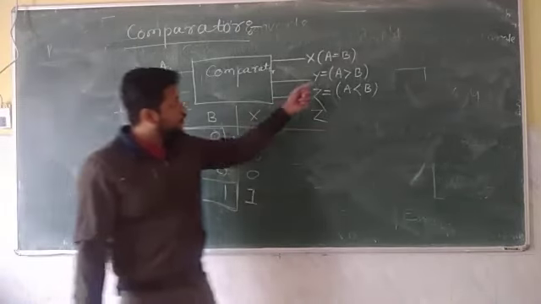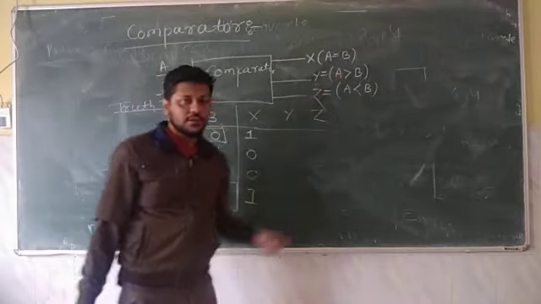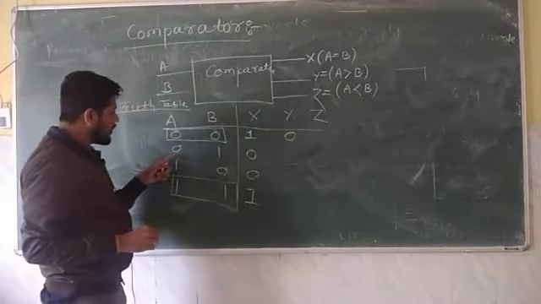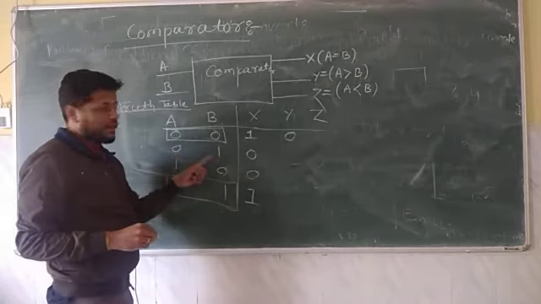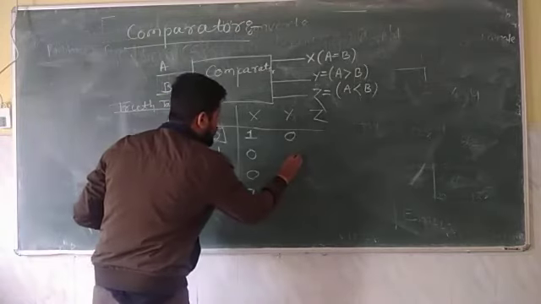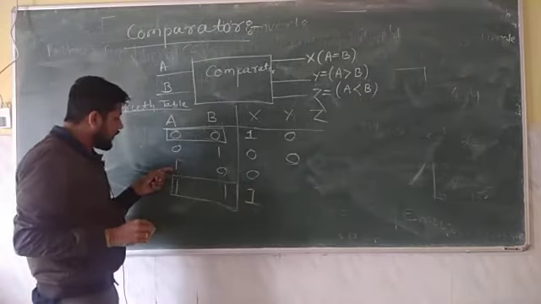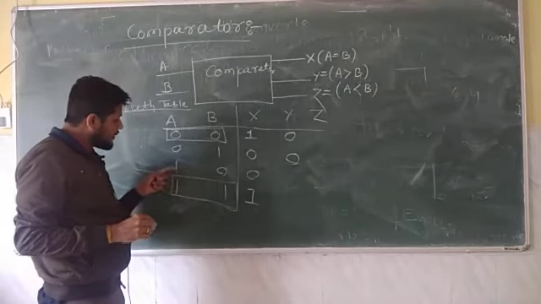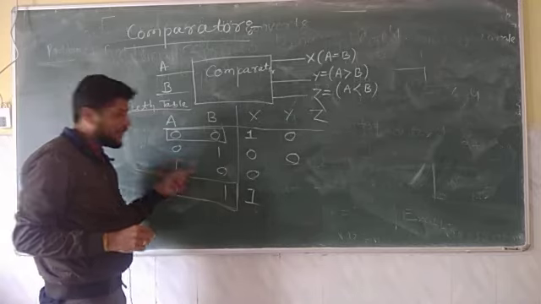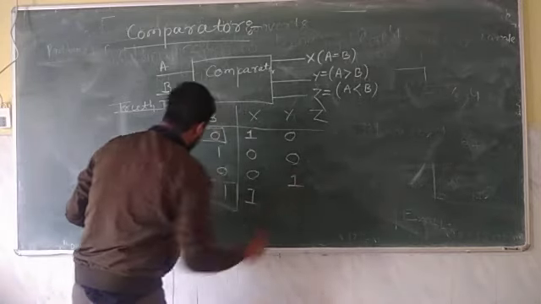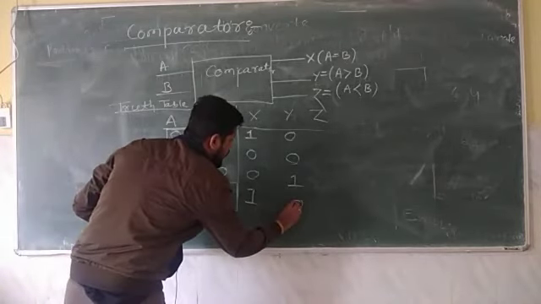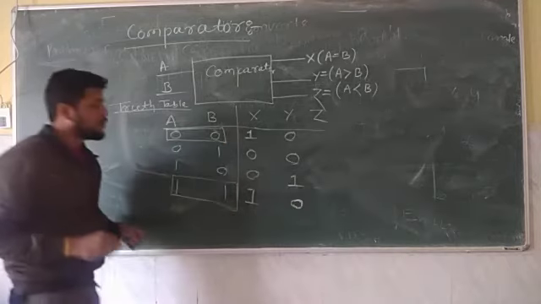Next, Y, where we have to check A greater than B. So what are the conditions? In this case 0 0, so output is 0. Here A is equal to 0, B is 1. That means A is lesser than B. So we have output also 0. A is 1, B is 0. That means this is the condition where A is greater than B. So we will have the true condition. Then we have A is 1, B is 1. Obviously both the bits are equal, that's why I have to put 0.